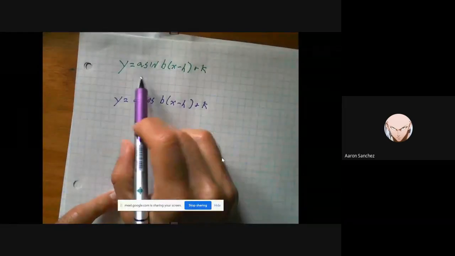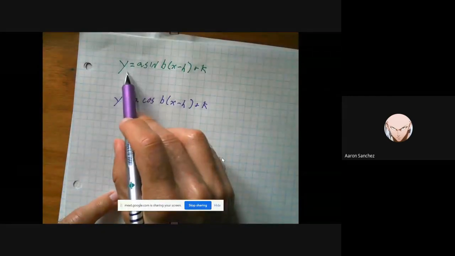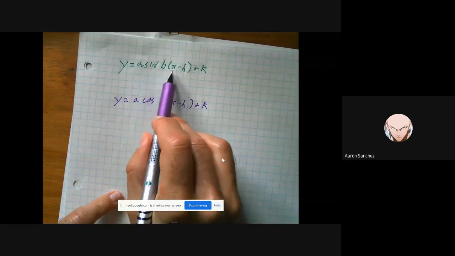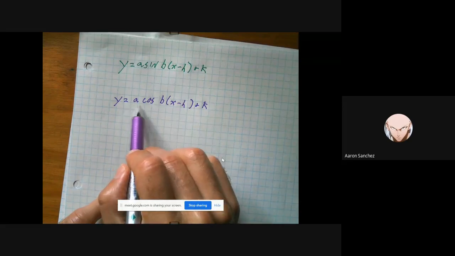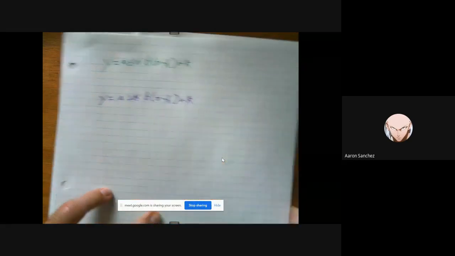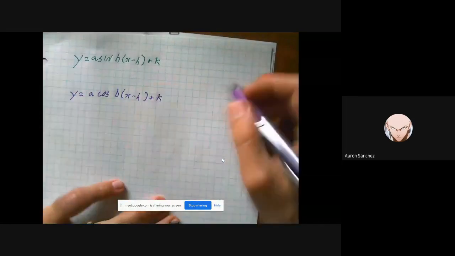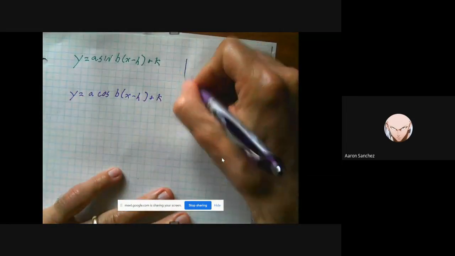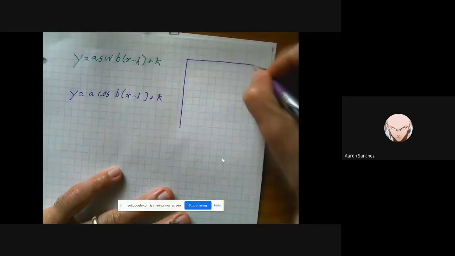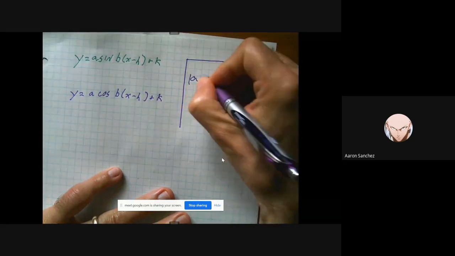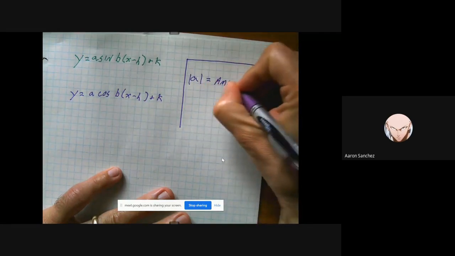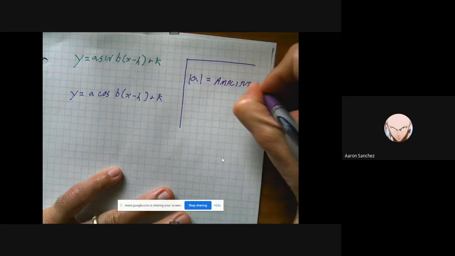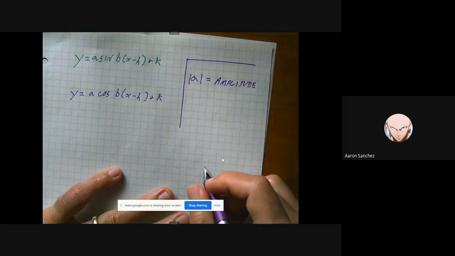Okay, so here are our parameters. For sine, it'll be y equals a sine b times x minus h plus k, and y equals a cosine b for cosine. Now, let's look. What do these letters mean? Well, the absolute value of a is going to be our amplitude. That's going to tell us how tall or how short it's going to be.